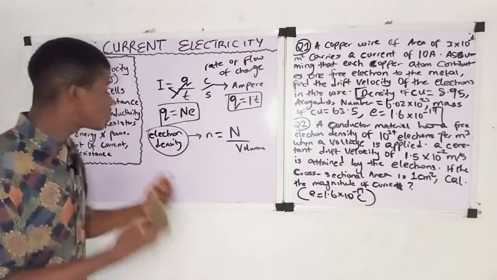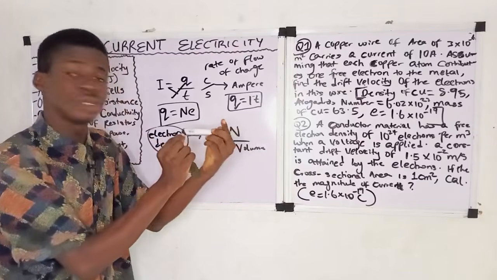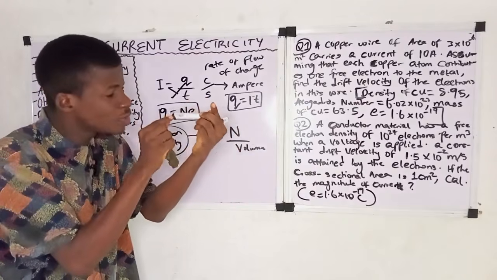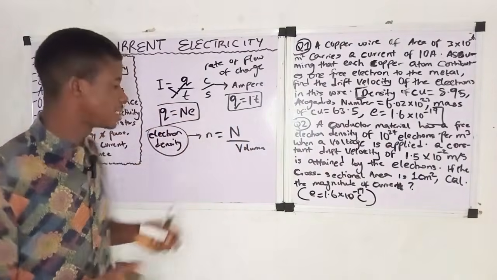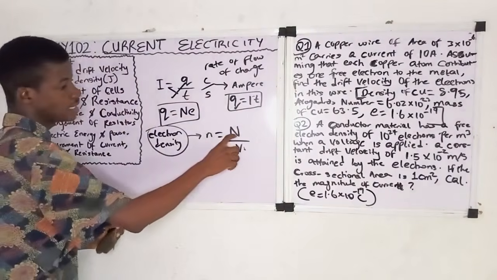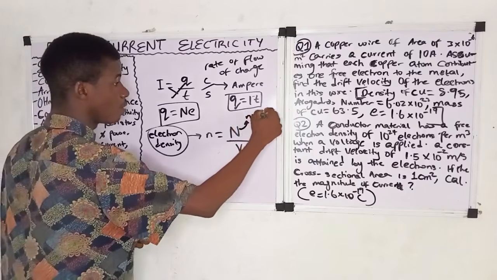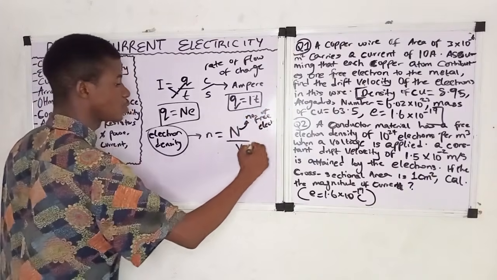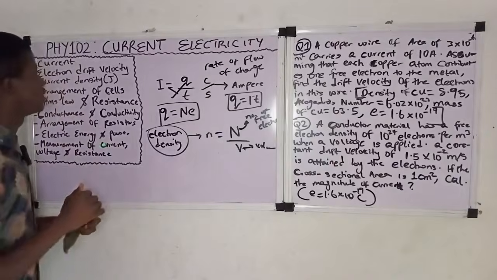So electron density is just, let's say it's a conductor. The number of electrons per unit volume in a conductor is known as electron density, right? So electron density is equal to N over V. This N is the number of electrons, very important, number of free electrons, and V is volume. Remember, we want to use this to get electron drift velocity.